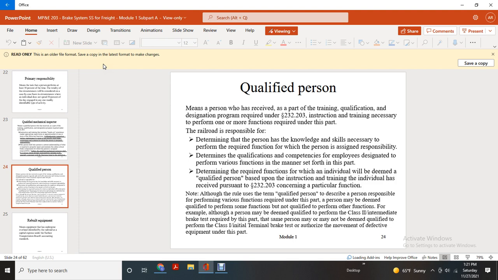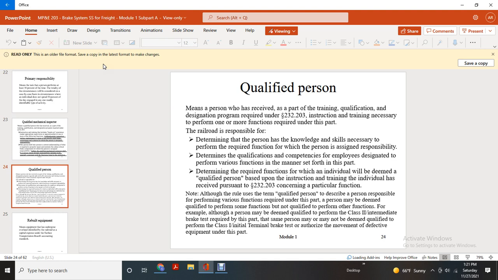Qualified person means a person who has received the training and qualification designation program required under 232.203, with instruction and training necessary to perform one or more functions required within this part. The railroad is responsible for determining the person's knowledge, skill, and ability necessary to perform the required function for which the person is assigned responsibility. Determine the qualification and competency of the employee designated to perform various functions in the manner set forth in the part, determining the function for which the individual is deemed qualified based on the instruction and training the individual received pursuant to 232.203 concerning a particular function.